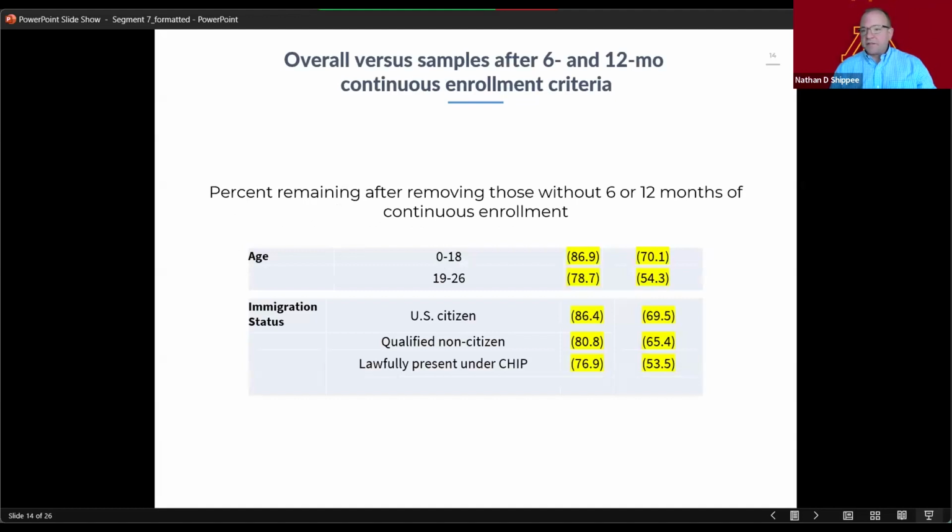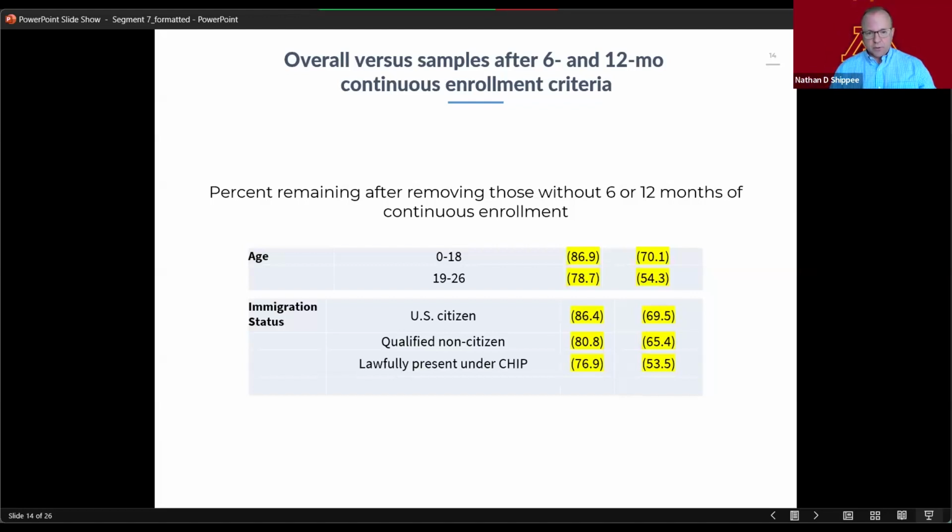And to fast forward to the end, these are the percents, highlighted in yellow, that are remaining after removing those who don't have 6 months or 12 months. Another way of saying it is this is the percent that do have at least 6 months or at least 12 months of continuous enrollment. These are the people who would stay in. So this isn't the percent lost, this is the percent that stay in after you apply those criteria.